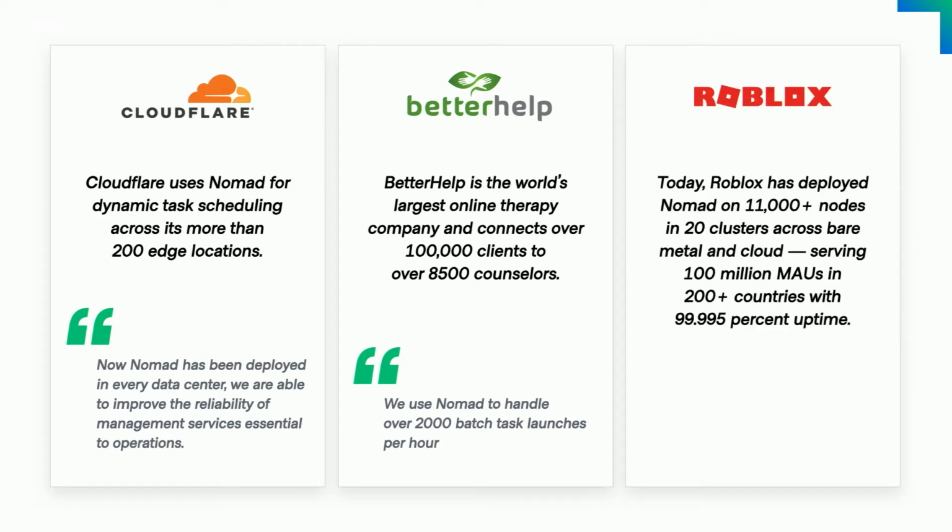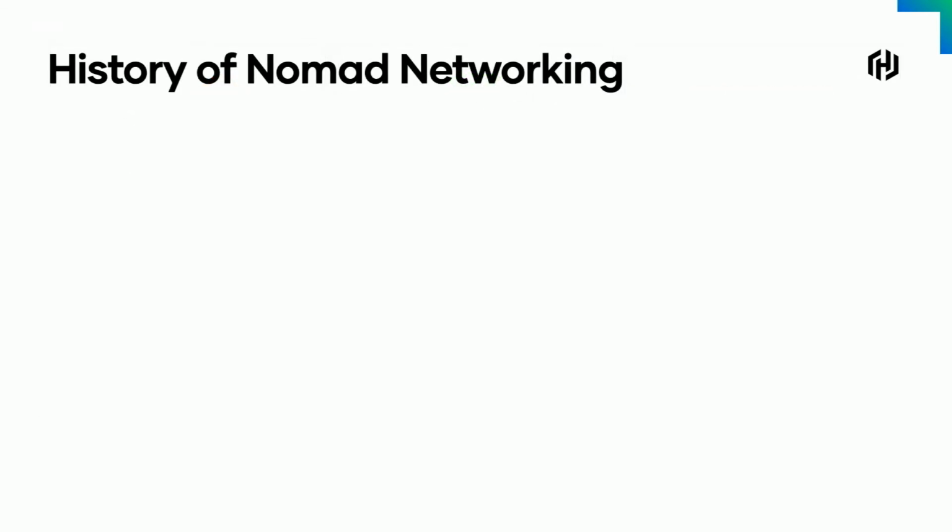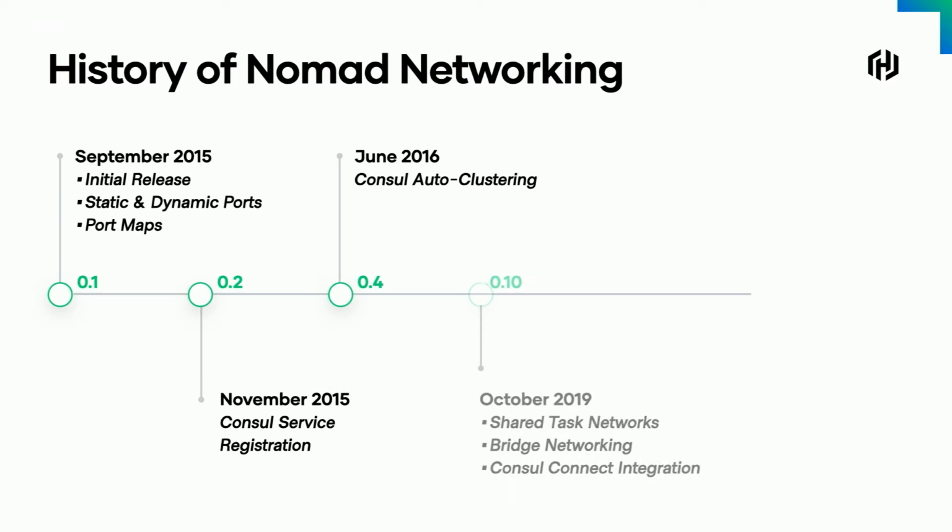And then finally, Roblox. Roblox uses Nomad to power the infrastructure where over 100 million users play and are active monthly on their platform. They run it on over 10,000 nodes across 20 different clusters, both bare metal, cloud, Windows, and Linux, and it's given them the power to have a really great and stable platform with 4.5 nines of uptime. All right, so let's jump into networking now that we sort of have a primer of Nomad.